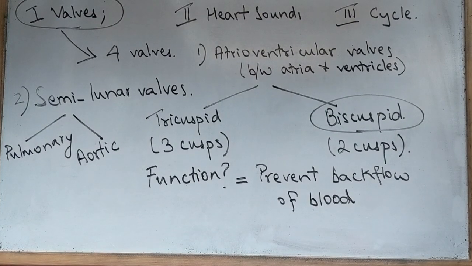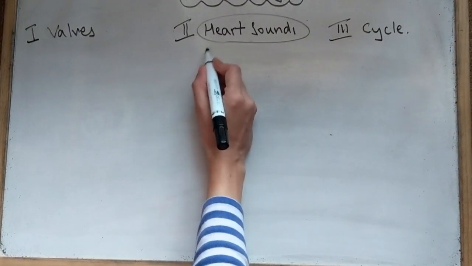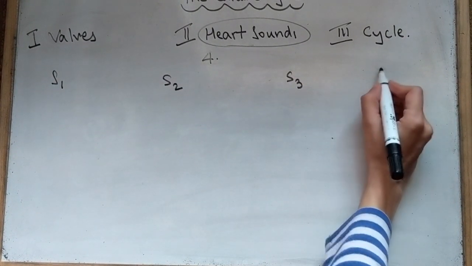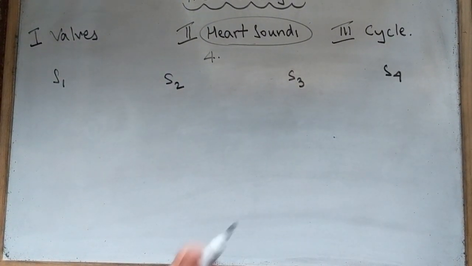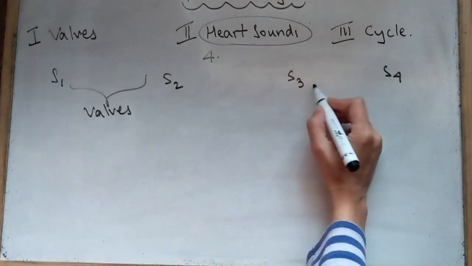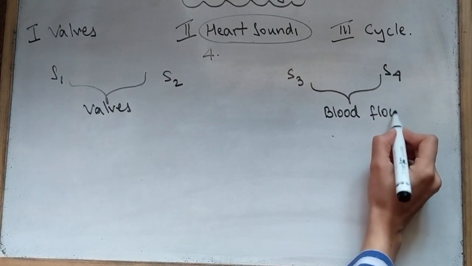Now we'll move on to the heart sounds. So we've got 4 in total: S1, S2, S3 and S4. S1 and S2 are valve closing events, and S3 and S4 are caused by blood entering the left ventricles.